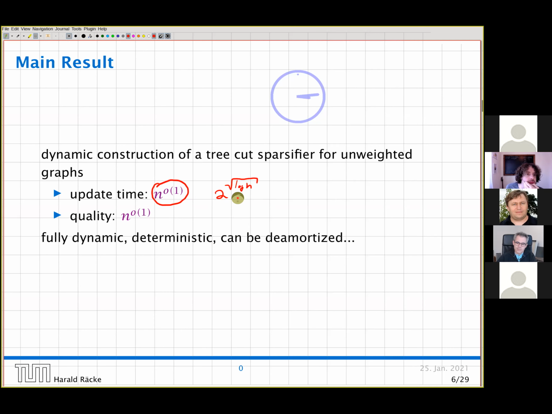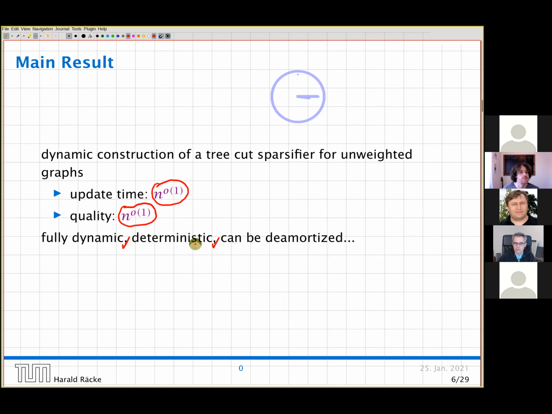As an update time, this is fairly okay. Unfortunately, we do not have a polylogarithmic guarantee anymore. So the guarantee will not be log to the fourth n or something like that. It will be n to the little o of 1. So it will not be polylogarithmic, and this is the disadvantage of this paper. But apart from this, it ticks all the boxes that you want to tick in dynamic graph algorithms. It's fully dynamic, so it supports insertions of edges and deletions of edges, and it's deterministic. This is also sometimes very important in these dynamic graph algorithms.